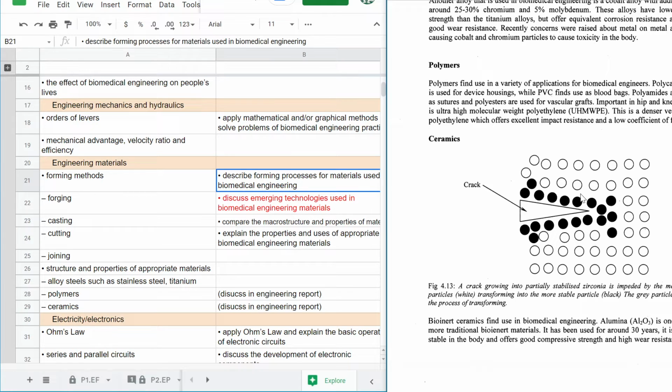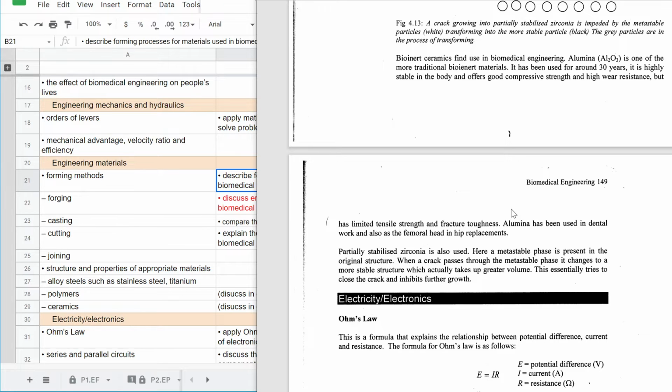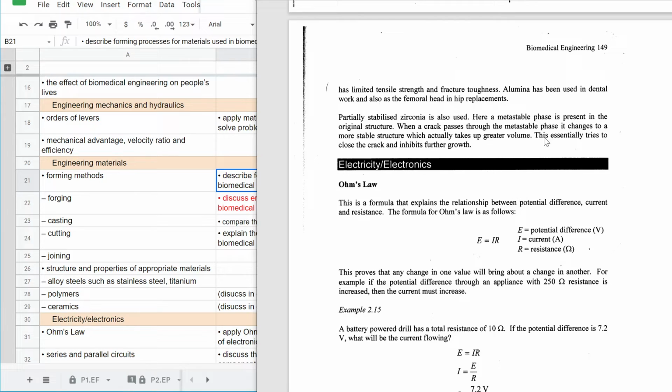But at the start of this video, when we were looking at the engineering report, we talked about alumina and zirconia. Now, alumina we like because it's a bioinert material. It means it doesn't react with the body. Your body doesn't start trying to treat it like an infection. It's very stable in the body, has good compressive strength and high wear resistance, but it suffers risk of fracture. So alumina can be used in dental, like for filling in cavities, and for the femoral head or the ball in a hip replacement. Now, what we can do is we can stabilize it with zirconia.